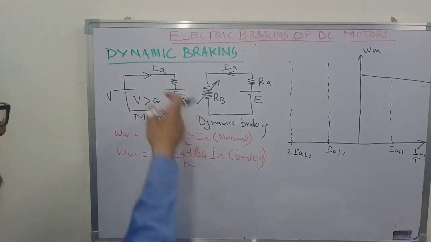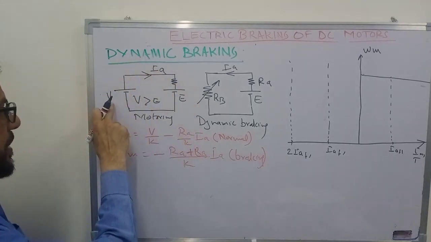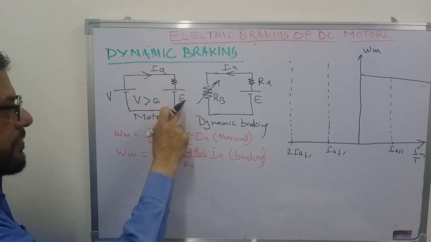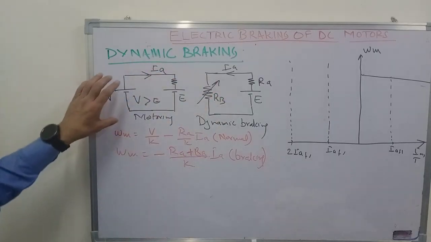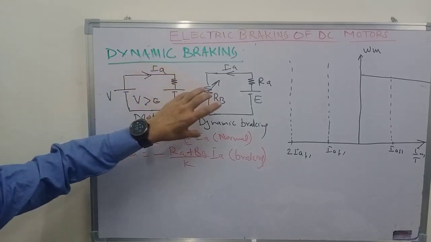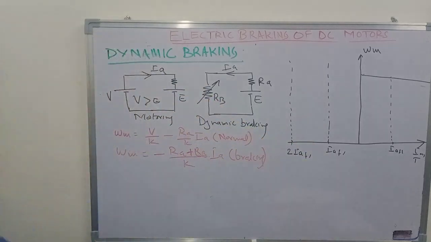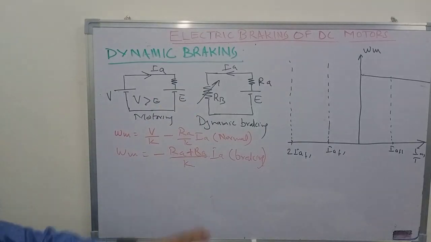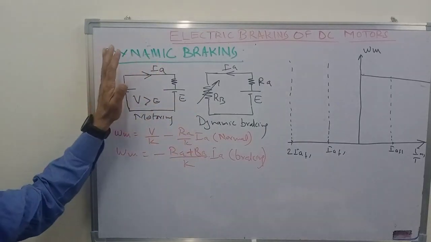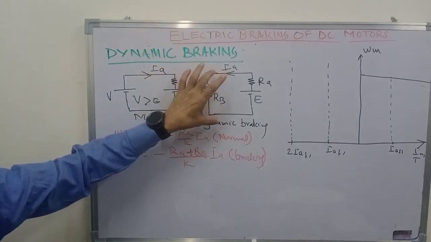Again, you recall that the motoring operation is a situation where the applied voltage is greater than the back EMF and the current flows in this direction. Energy comes out from the source and is absorbed by the motor, and the motor converts this energy into mechanical energy. So this is a normal operation. And if you want to go for dynamic braking, what you have to do is simply remove the terminals of the supply and connect it through some braking resistance.